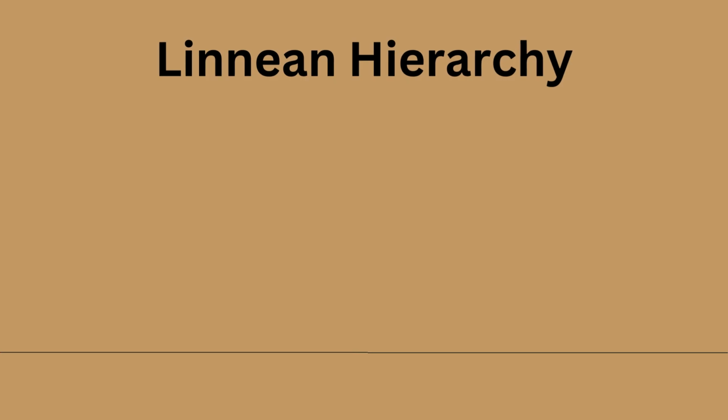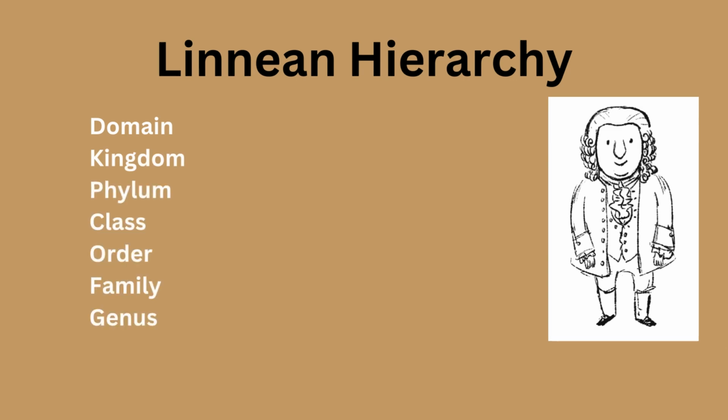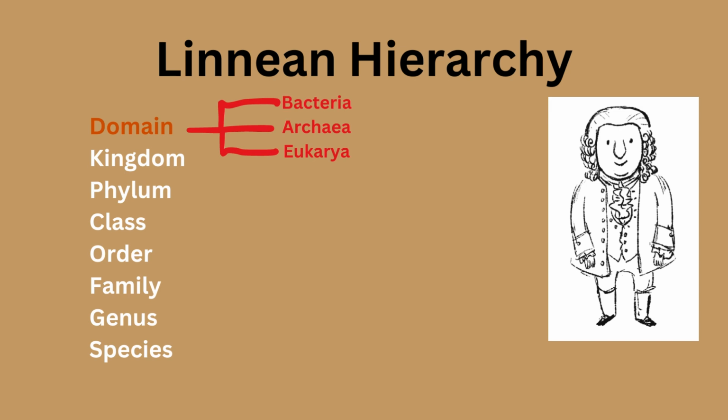The Linnaean Hierarchy developed by Carl Linnaeus consists of several levels that go like this: domain, kingdom, phylum, class, order, family, genus, and species. Starting from the top of the list, we have 3 domains: bacteria, archaea, and eukarya. Bacteria and archaea are considered prokaryotes, but eukarya are considered eukaryotes.